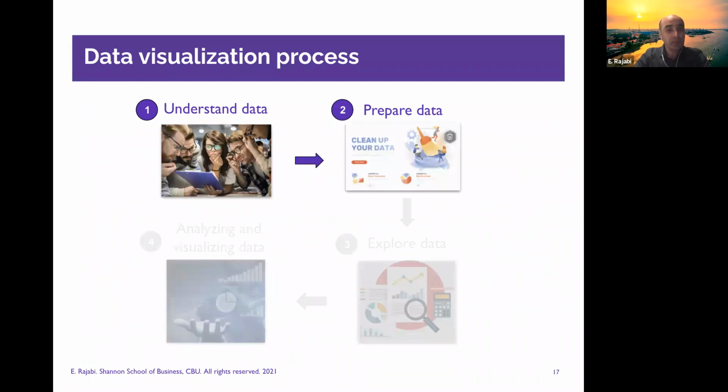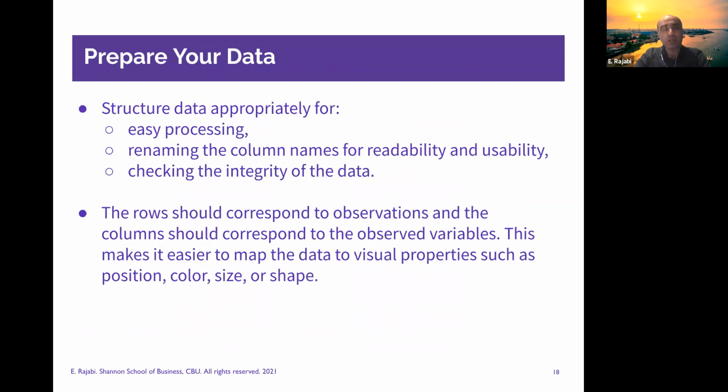After understanding data, which is a very important step, we have preparing data. According to a study, more than 60% of data scientist jobs are in data preparation. Okay, so structured data should be properly done for easy processing. Sometimes we have to rename the columns, change the aliases, and check the integrity of the data. Most of the data structures that we are talking about are tabular formats. So the rows should correspond to observations, and columns to variables or fields. This makes it easier to map data to visual properties.